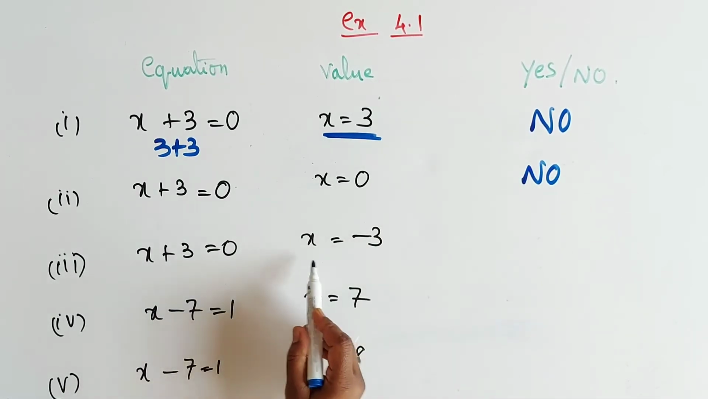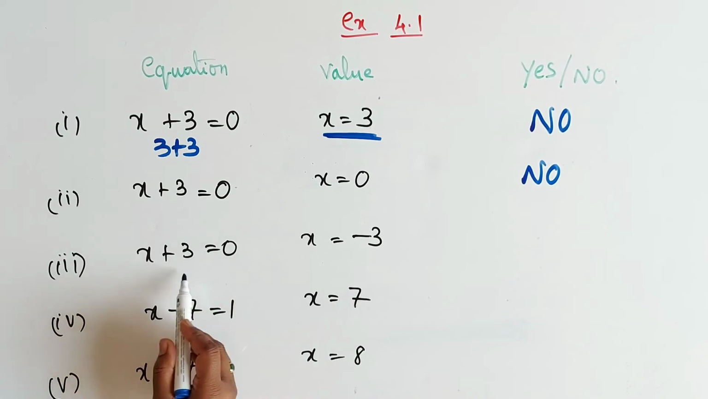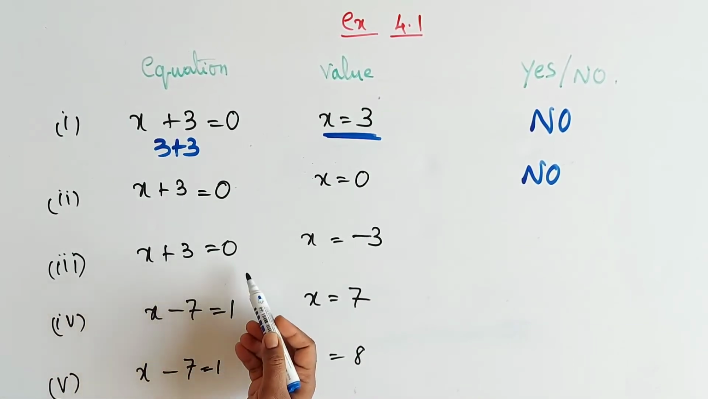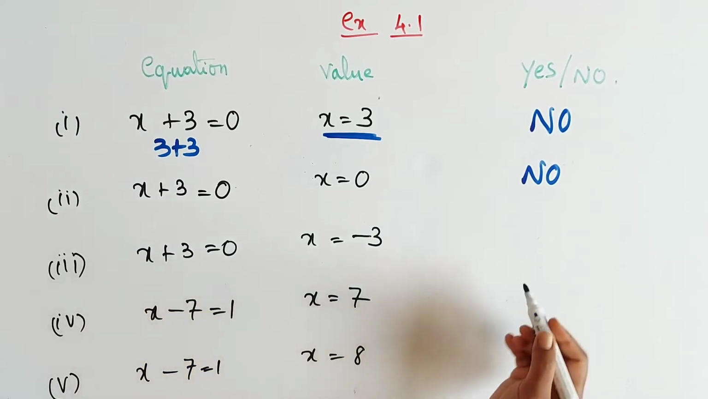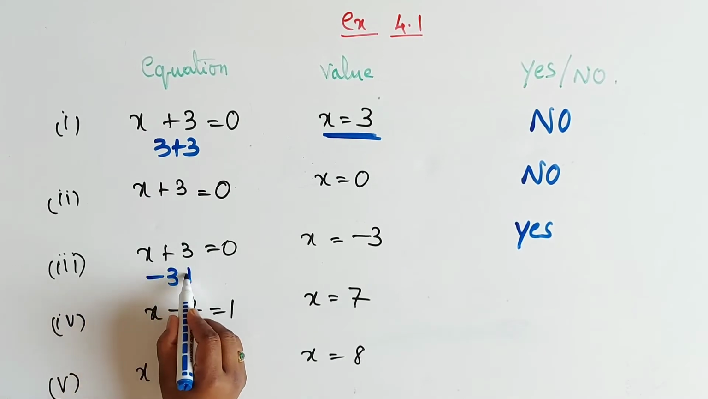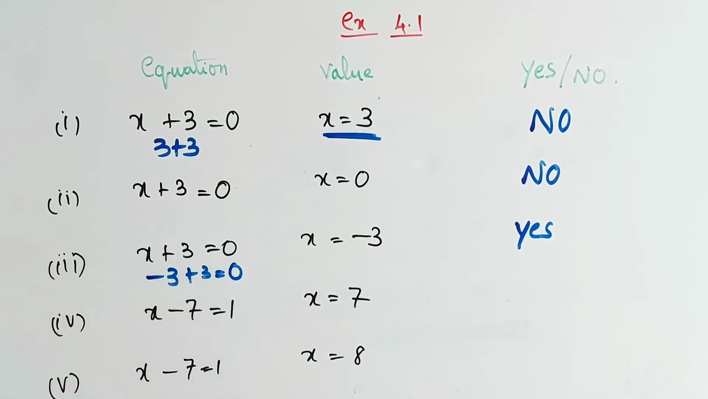Now put the value x equal to minus 3. Minus 3 plus 3. Negative 3 and positive 3 will get cancelled. It is 0. Here right hand side also 0. That means it is S. Satisfying the equation. Minus 3 plus 3 gives 0 children.